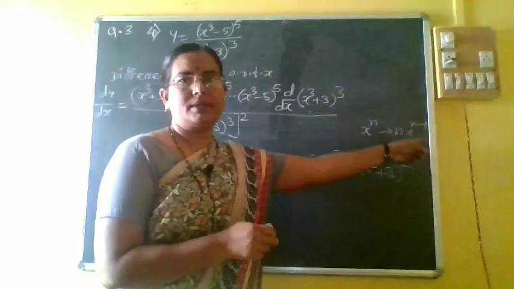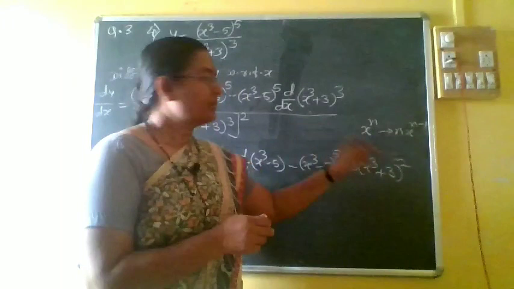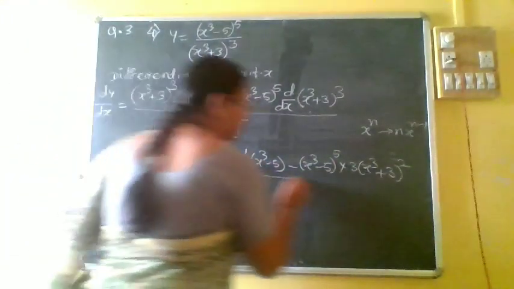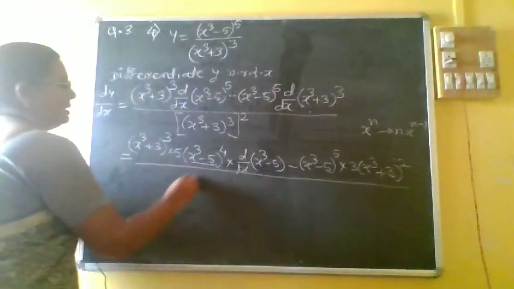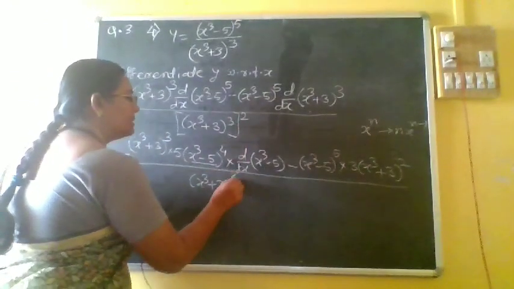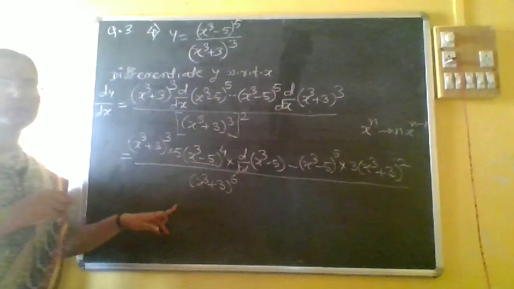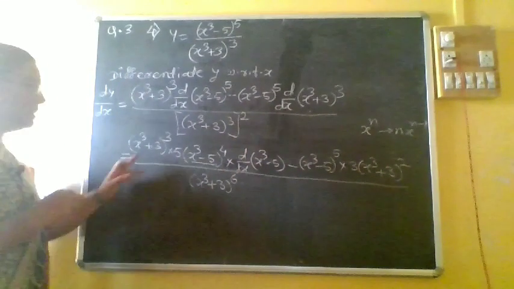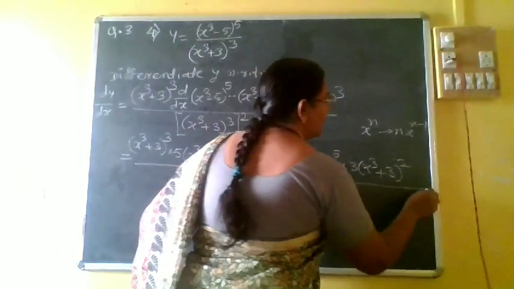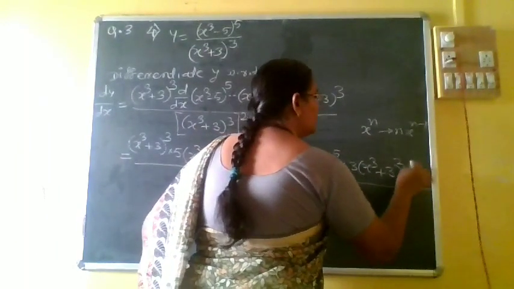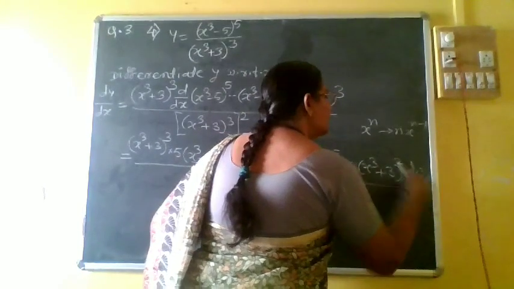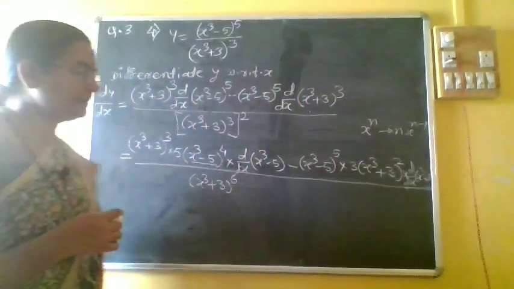Raised to n minus 1 means 3 minus 1, which becomes 2, divided by (x cube plus 3) raised to 3. Into 2 is 6, and x becomes 6. Now take the derivative of this again, d by dx of it. Multiply with the derivative of the inner function, that is x cube plus 3.